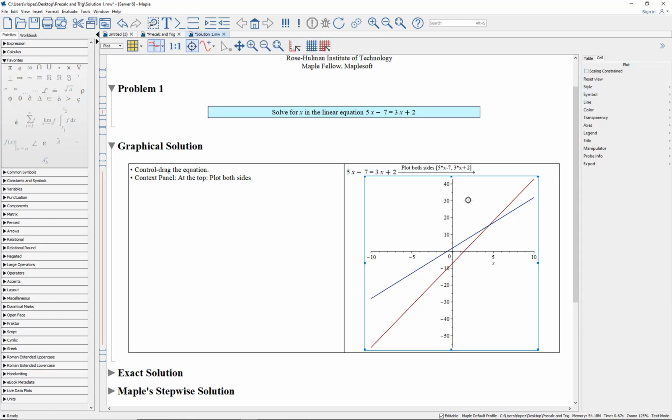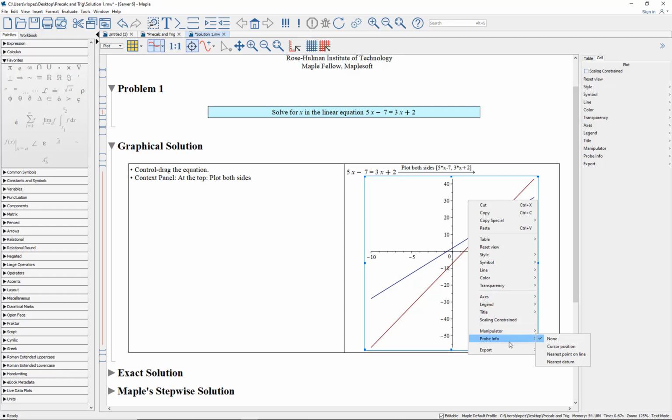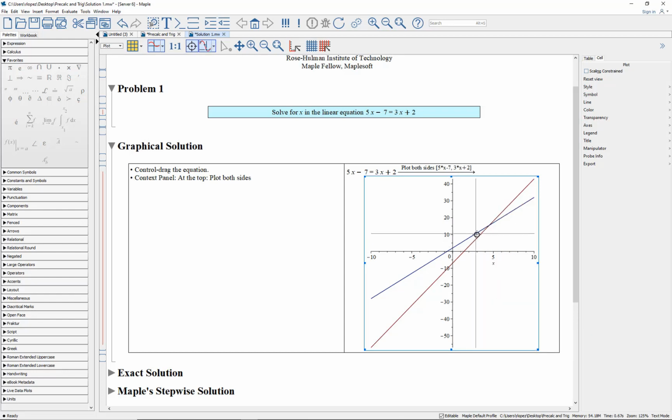Now, if I right click on the graph, I have some pop-up items I can do. So it says probe info. If I go down here to one of these, I pick nearest datum. So it's searching the database and finding the nearest point, and you can see the coordinates of the intersection. It's like a trace on a graphing calculator.